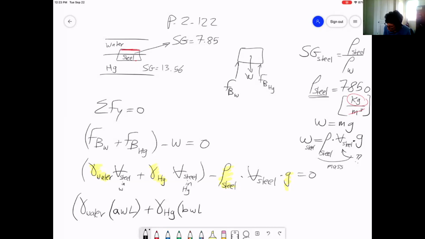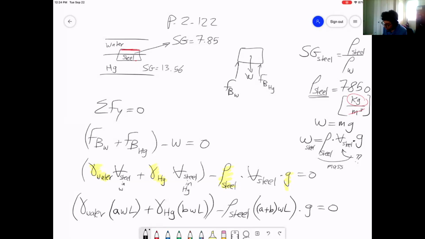I think now you see what's going on in this problem. And then this is easy, rho steel. What about the volume of steel? That would be A plus B, with parentheses, and then the WL. Exactly, that's the entire height with the width and length. And then times gravity, which is a constant, and it's equal to 0.